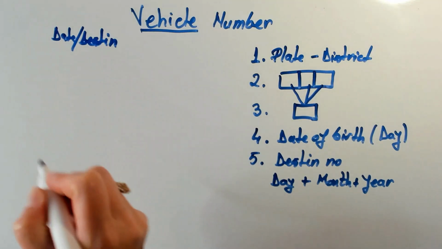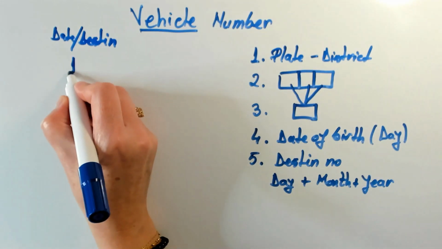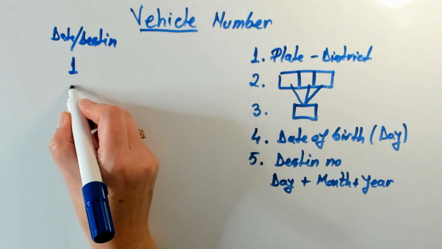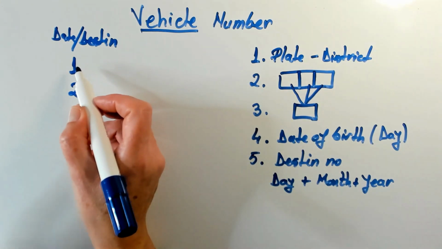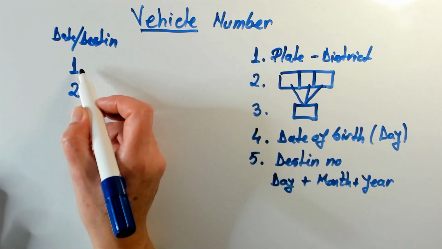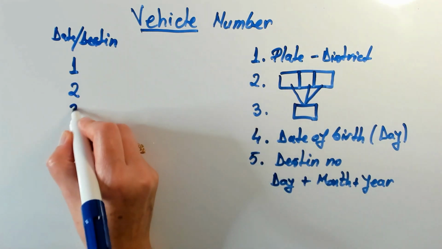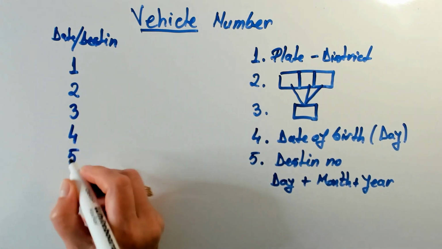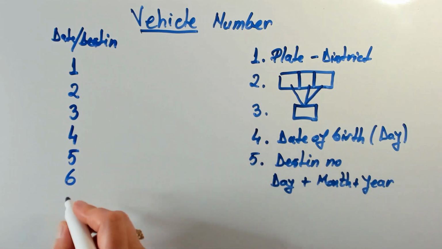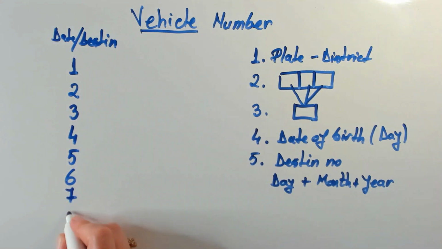And we start with number 1, number 2. Let's say your date of birth is 19. So 1 plus 9 is 10, so it will be 1. Then 3, 4, 5, 6, 7, 8, and 9. Okay?